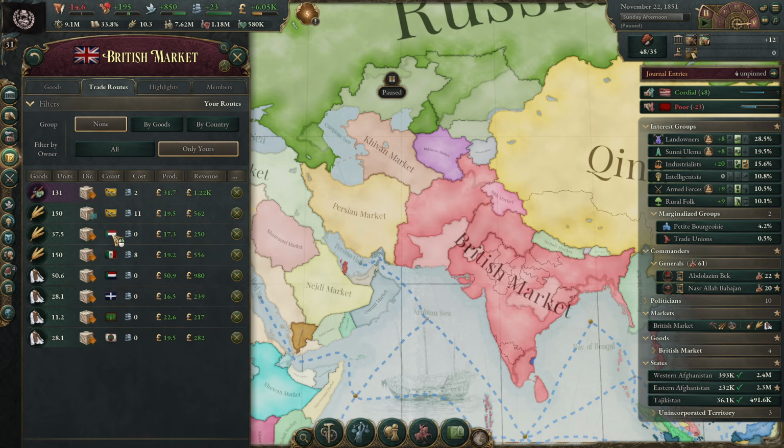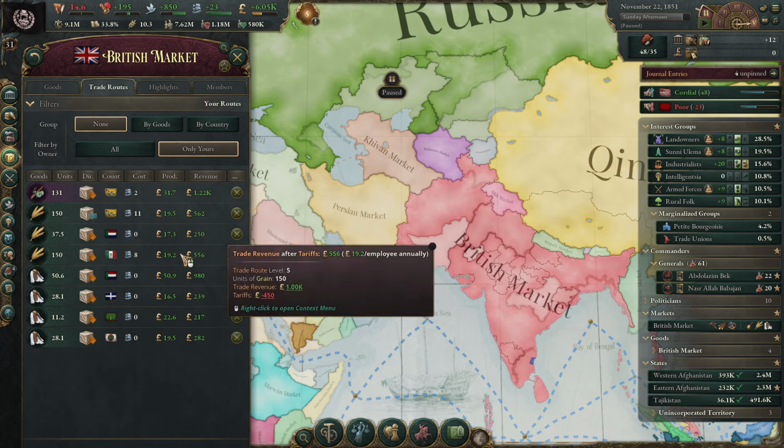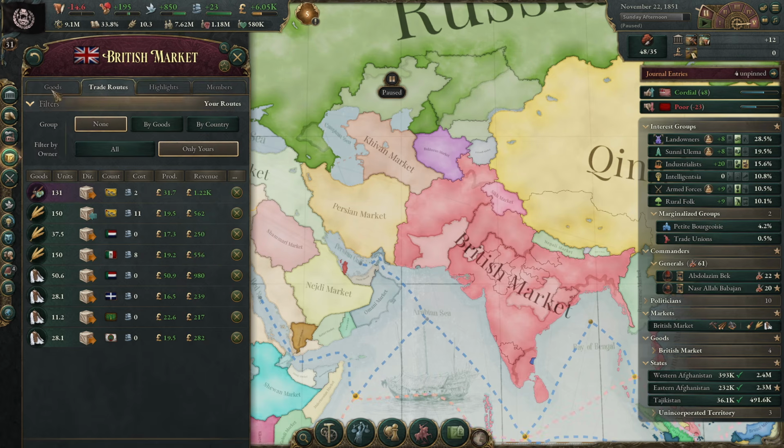two big changes. A, if you have a land connection in your market, you no longer need convoys. That just uses your land convoy routes. And B, as a subject, you can control trade routes.